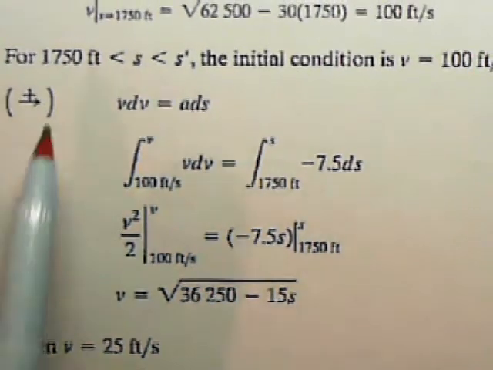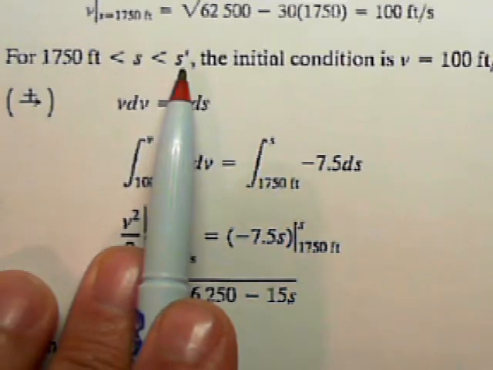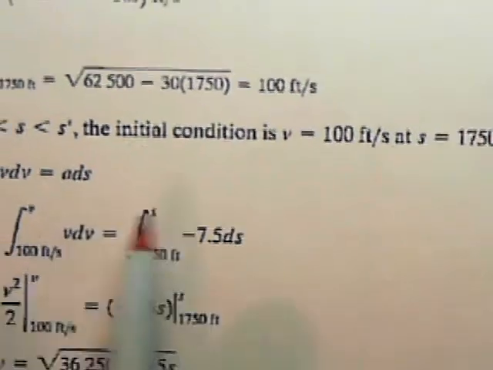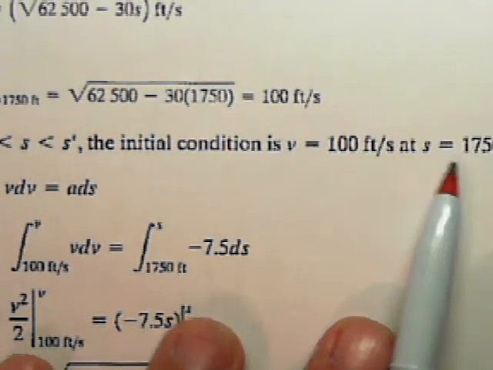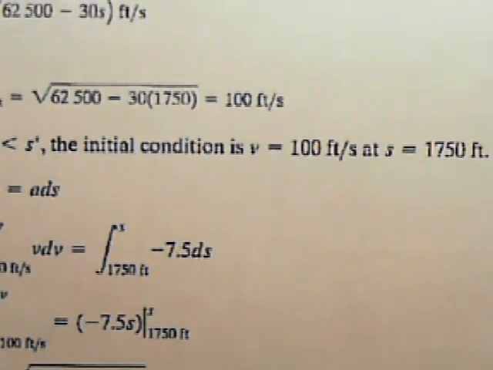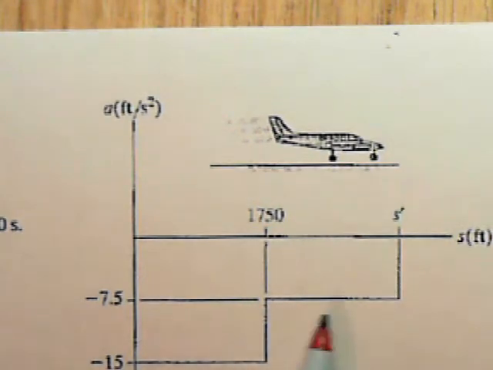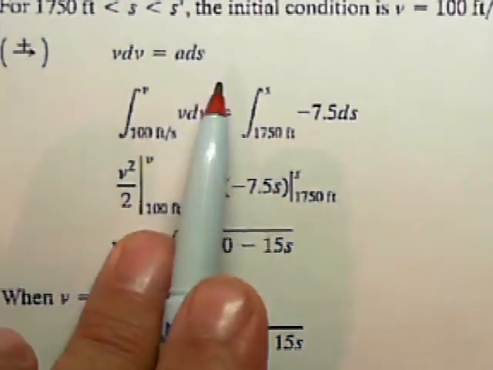Okay, and so our region where our position is between the 1750 and a final position where we would come to a stop. Our conditions in this region are, at the beginning of that region, we just learned that our velocity is 100 feet per second. And we know that that region starts at 1750 feet. That was given in the initial problem statement. This again, we have an a of S condition right here, minus 7.5. So we will stay with our a ds equal v dv.